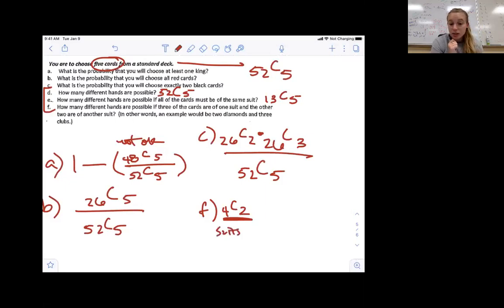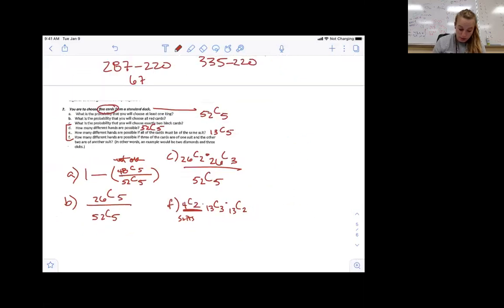Now once I choose the first suit, it's going to be diamonds. How many diamonds are there? 13. And we want how many of them? 3. So 13 choose 3. Now I choose a different suit. I choose clubs. There are still 13 clubs and I'm choosing 2 of those. I did ones like these in class, so you can also watch those.